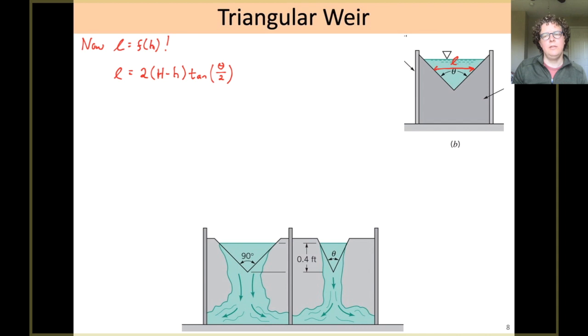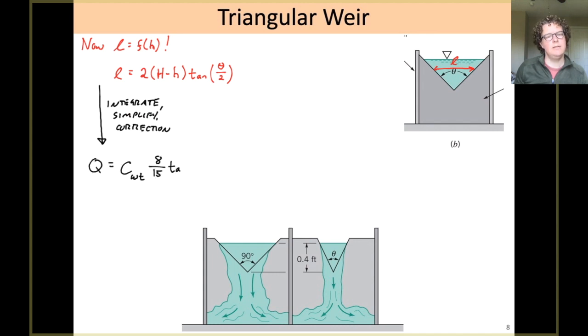And so you can describe that, right? The distance that you are down from the top of the water surface or up from the pinch point of that weir can be described geometrically. It's 2 multiplied by capital H minus lowercase h times the tangent of theta over 2. So that's fine. We can do the exact same steps that we've done in the past. So we'll integrate that equation, then we'll simplify some terms and add a correction factor.